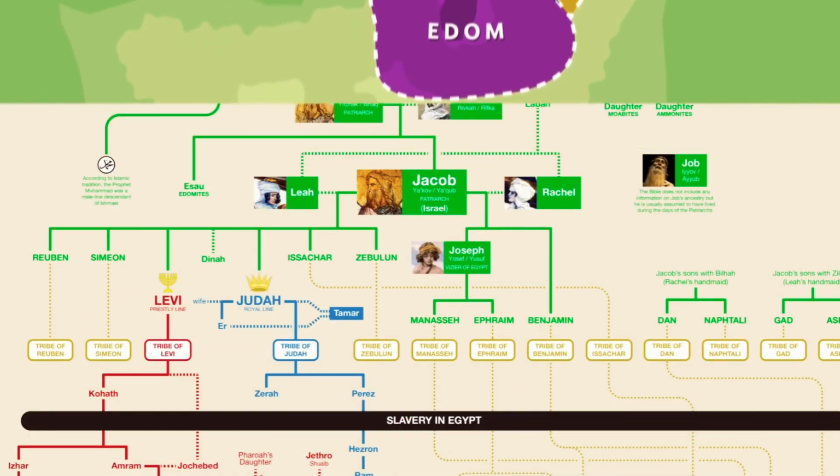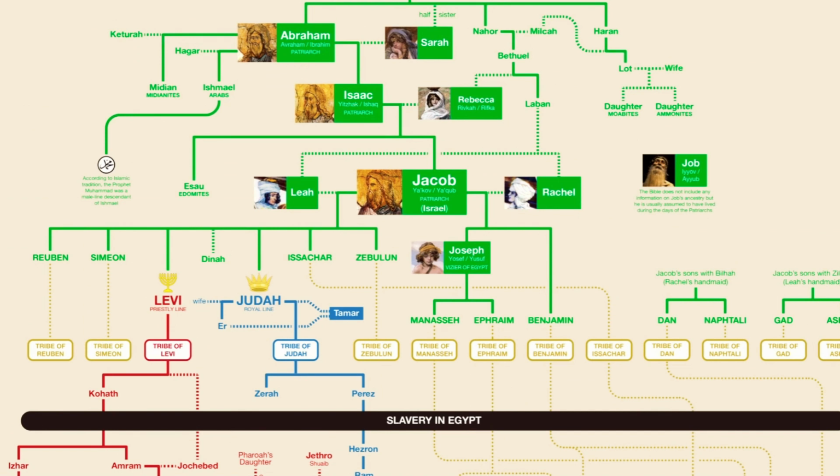Okay, the 12 tribes of Israel. Out of the 12, there are 2 that are the most important. Levi, from which the priestly line comes, shown in red, and Judah, from which the royal line comes, shown in blue. Now, the other tribes are shown in yellow, and if you count them, you'll notice that there are actually 11, meaning that in total we actually have 13 tribes, not 12.